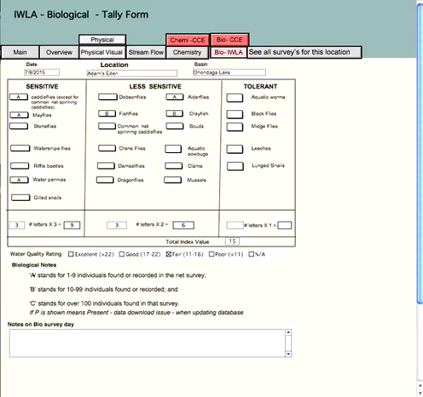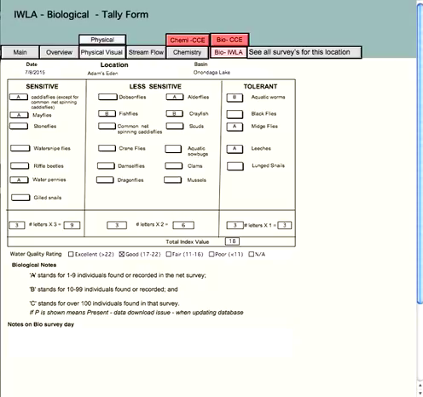As you can see, the numbers down below are automatically calculating, and we'll say that we found midge flies. Let's just say we found a leech or 2, and some aquatic worms. Again, I have a choice of A, B, C, or P. And what you'll see is all these numbers calculate, and this leads us to a total index value of 18, which is considered good.